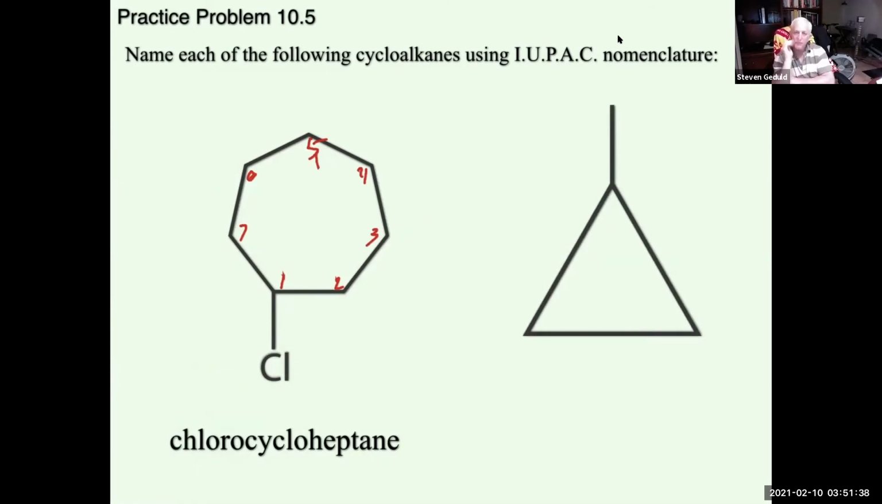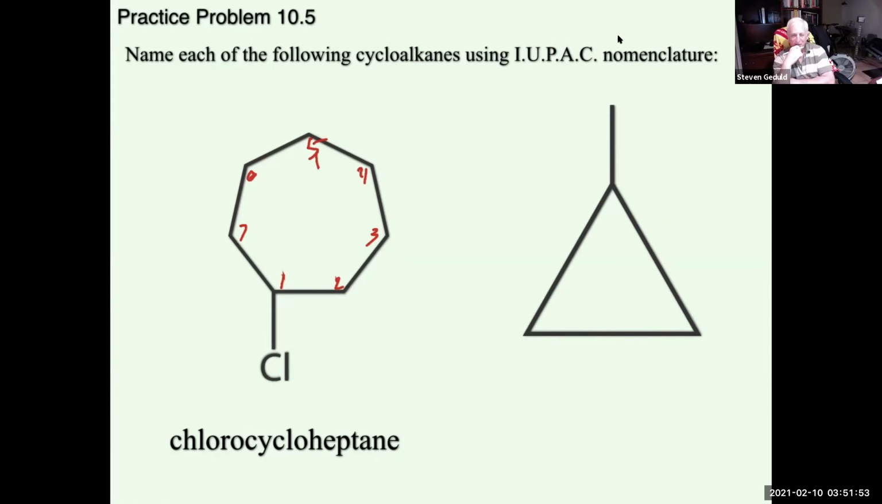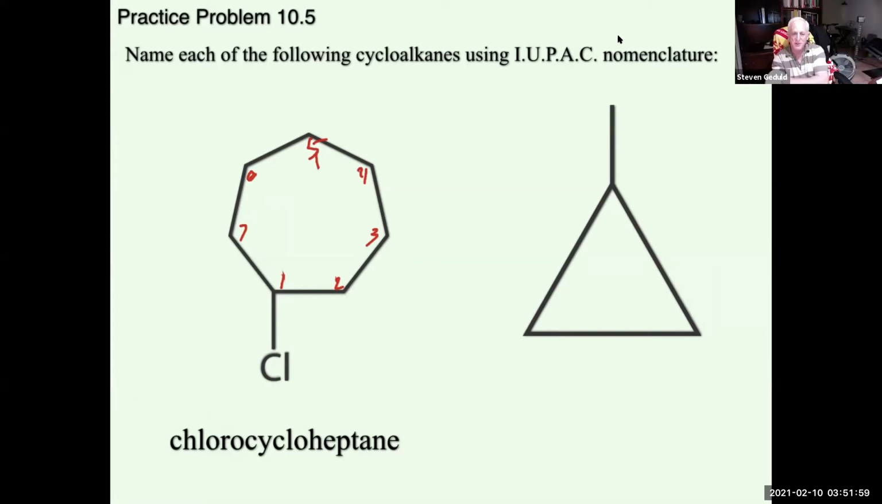Okay, this one. Methylcyclopropane. Perfect. Is it methyl attachment? Oh, you got it. That's perfect. Methylcyclopropane. Okay, 3 carbons in the circle, methyl attached to it. All single bonds. Methylcyclopropane.